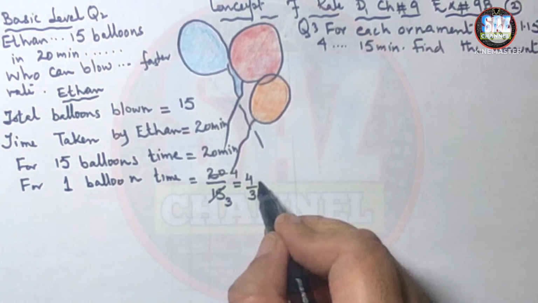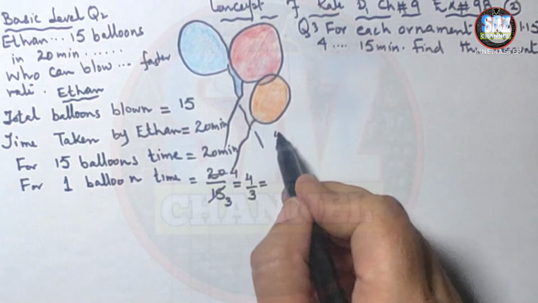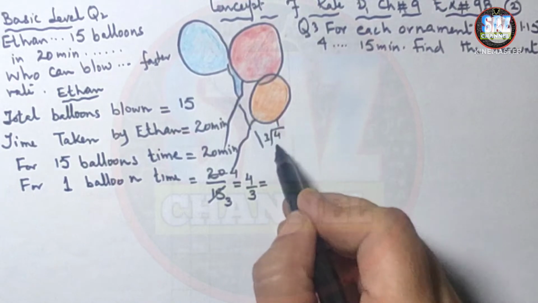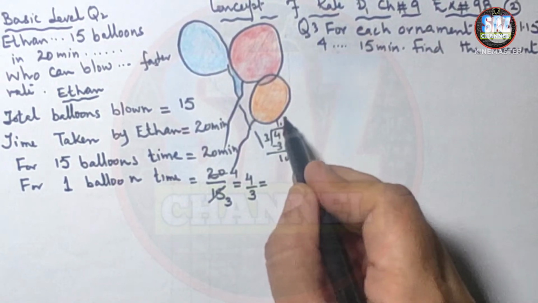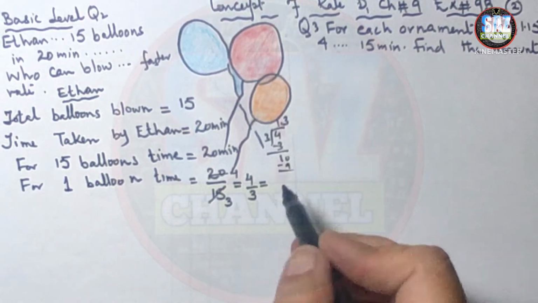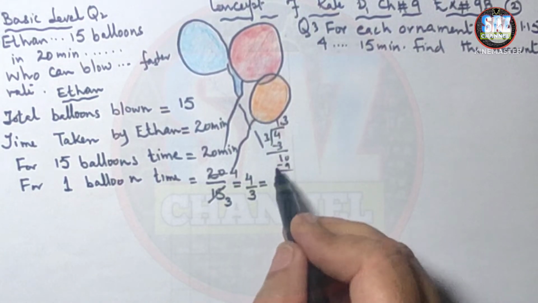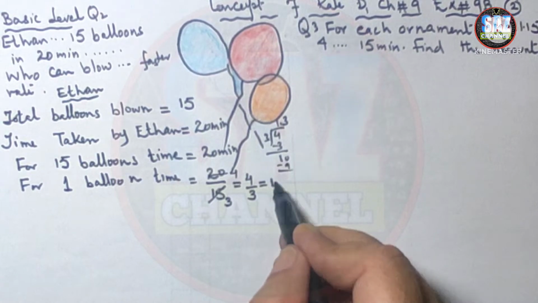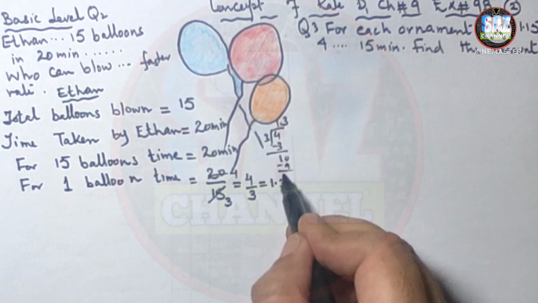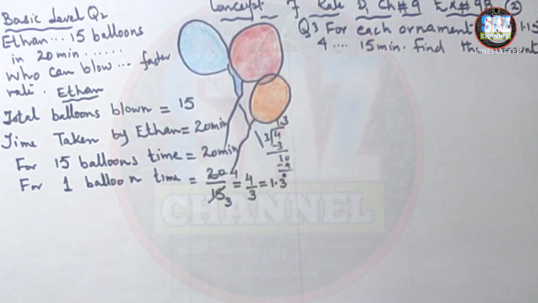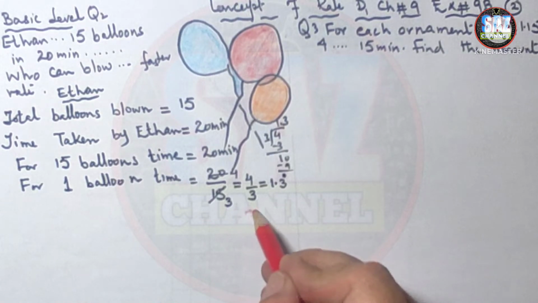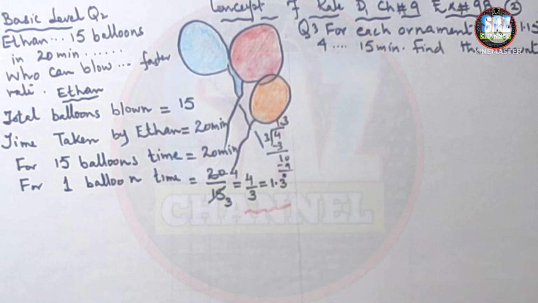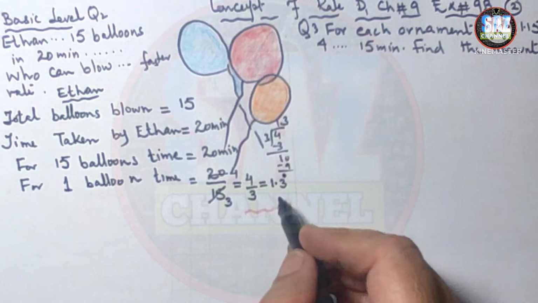When I am dividing 4 by 3, you can see 3 ones are 3, and now I can put the decimal here, 3 threes are 9, and every time I am getting the remainder 1. So, it will be 1.3 repeated. Let me underline this answer. It means that Ethan is taking 1.3 minutes to blow one balloon.